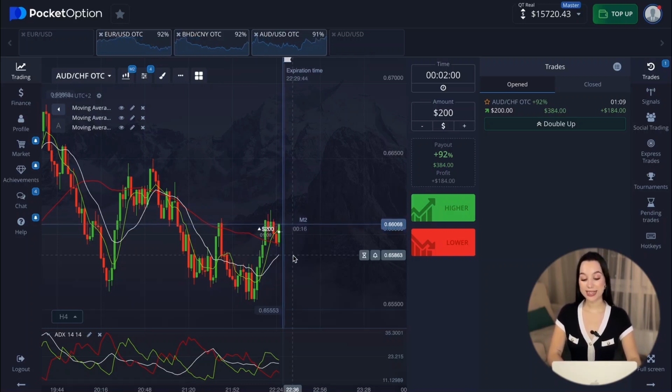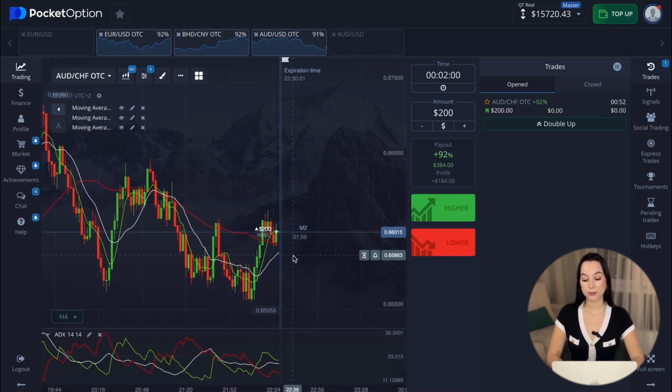Also, let's look at the ADX indicator. We can see that the green line of ADX, the plus D, is above the red line of ADX, the minus D. When we see that, it means the upward trend is stronger right now, and the buyers are winning. They are stronger than the sellers. So that's why we understand that we can open a trade up.